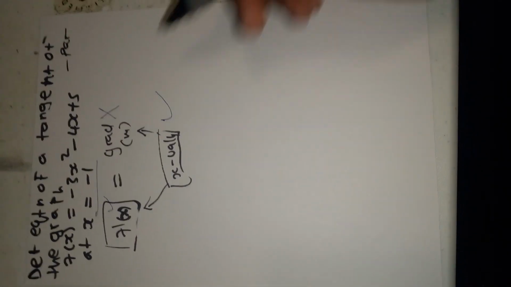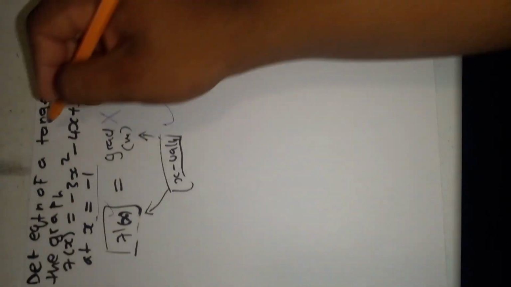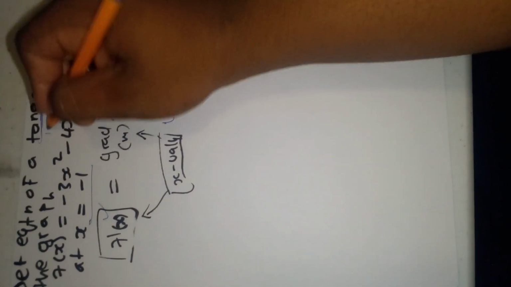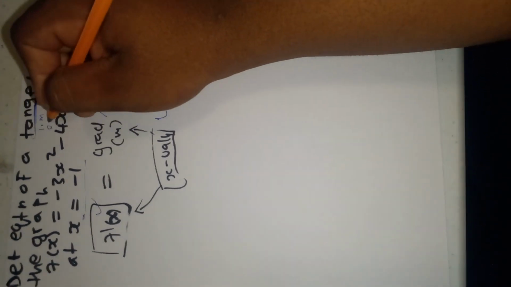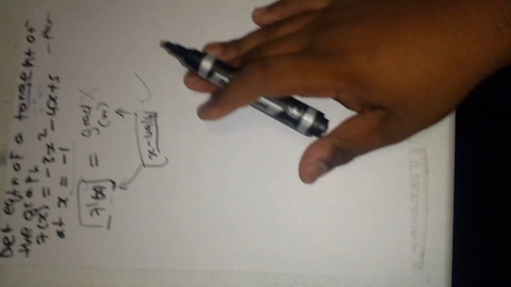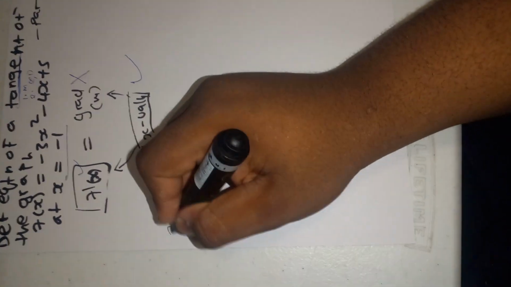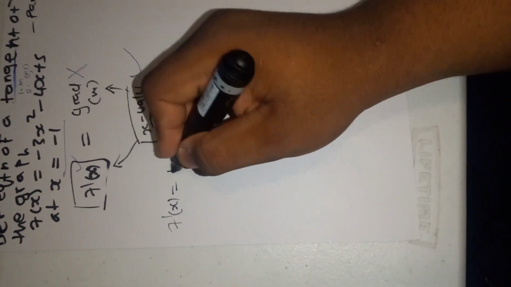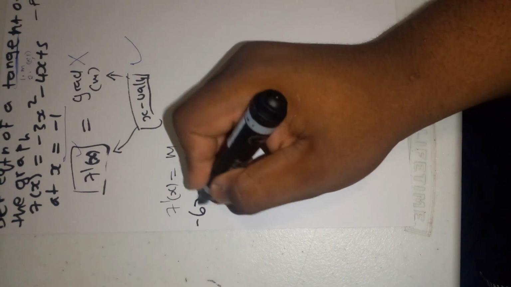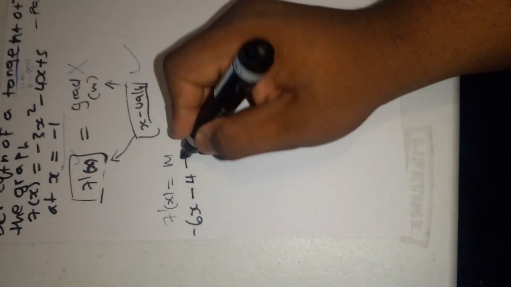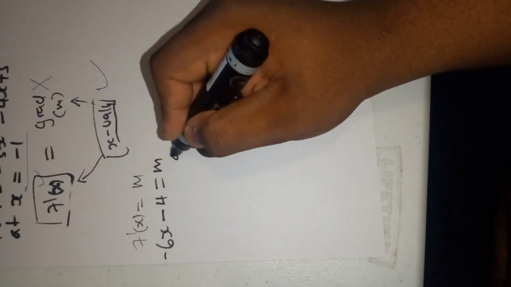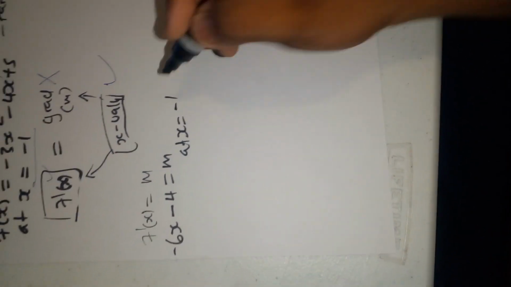Now you can start. And as you can see there, you know that for you to find a tangent, and a tangent is a straight line, first thing first, you must have what? The gradient. Second thing, you must have what? The coordinates, or the point. So now we are going to start. The first thing first is what? First derivative of x equals m. What is the first derivative of that? -6x minus 4 equals m. Is it fine? But where at x equals -1.